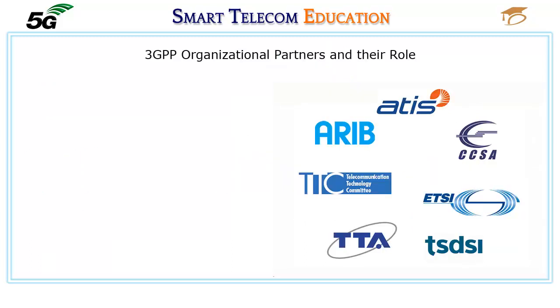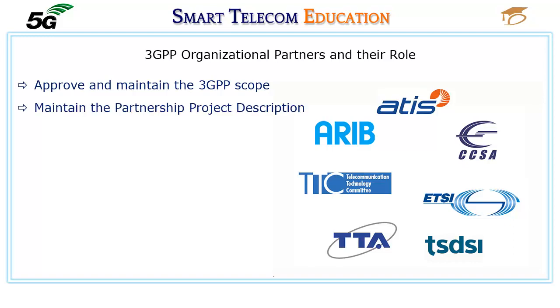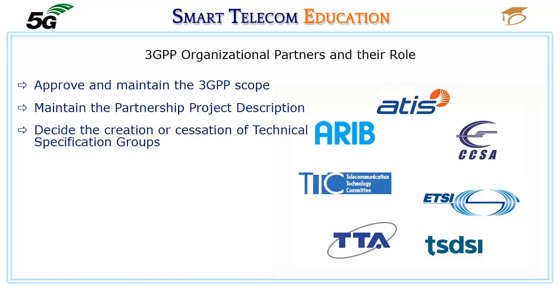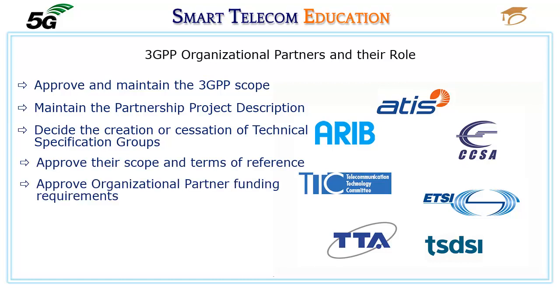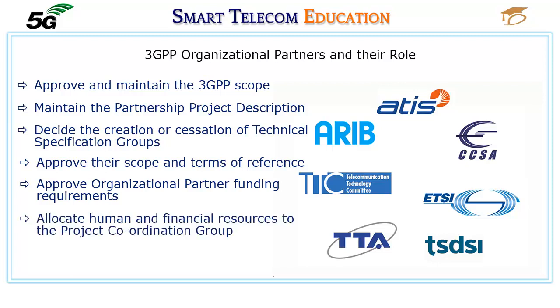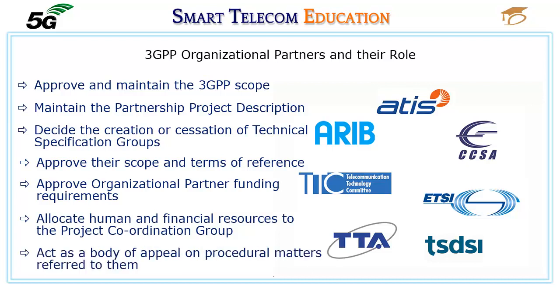The role of these organizational partners is to approve and maintain the 3GPP scope, maintain the partnership project description, decide the creation or cessation of technical specification groups, approve their scope and terms of reference, approve organizational partner funding requirements, allocate human and financial resources to the project coordination group, and act as a body of appeal on procedural matters referred to them.